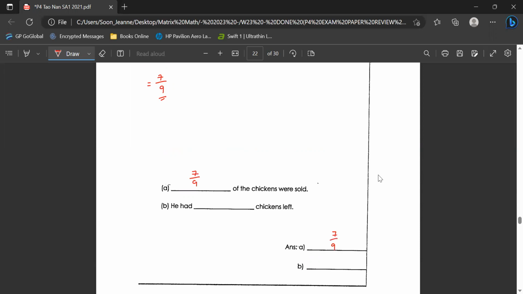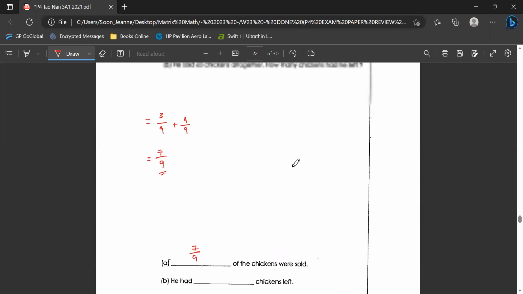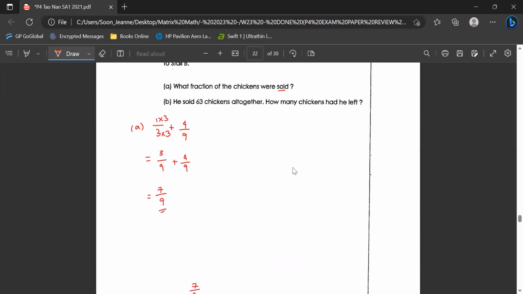Okay. So now let's proceed. Sorry, this one doesn't look like 7. Okay. So now let's proceed to question B. He sold 63 chickens altogether. So how many chickens had he left? Very simple. So he sold 7/9 of the chickens, right? Which means 7/9 represents 63. So always look for 1. So 1/9 is 63 divided by 7, which is 9.